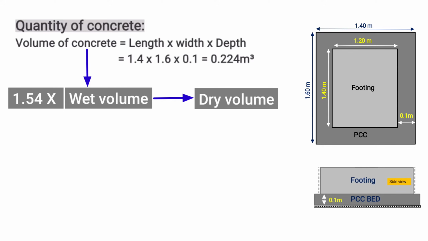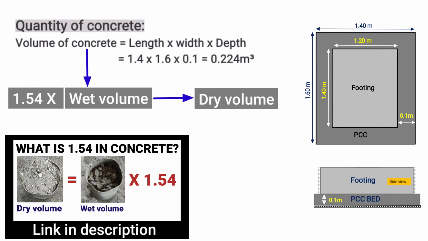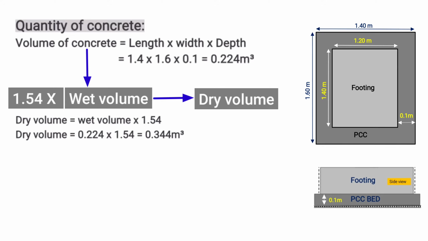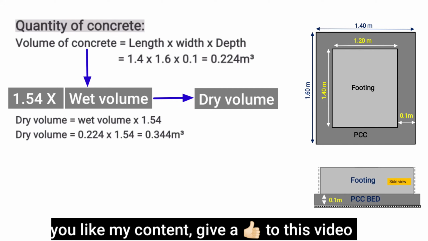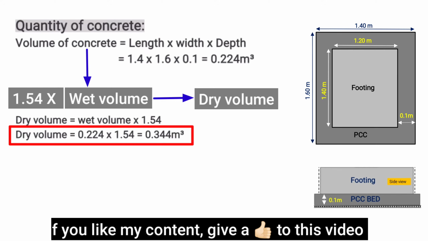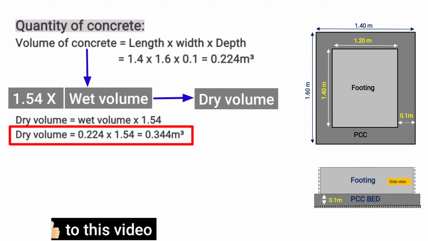1.54 is a conversion factor used to convert wet volume to dry volume. I have made a separate video for this. You can watch it by visiting the link in description. So dry volume will be equal to wet volume into 1.54. Wet volume is already calculated as 0.224. So on substituting these values, the dry volume will be equal to 0.344 meter cube.